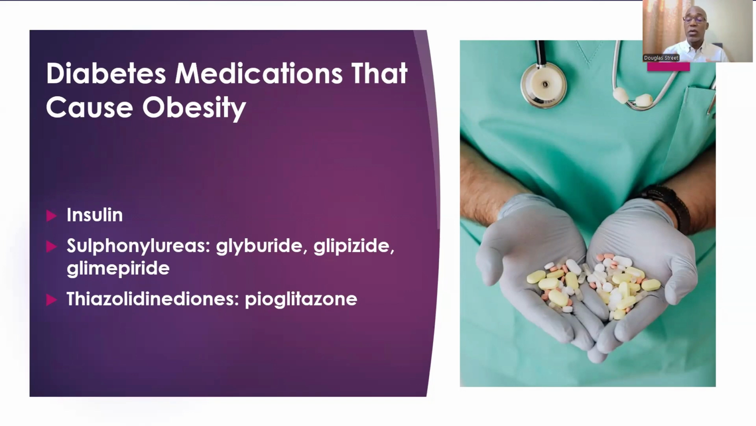Sulfonylurea also can cause weight gain because they generally increase the production of insulin. And insulin, as we mentioned before, can put the body into a fat storage mode. Medications that fall in this category include glyburide, glipizide, glimepiride, and there are others. So this is one of the challenges with these medications.